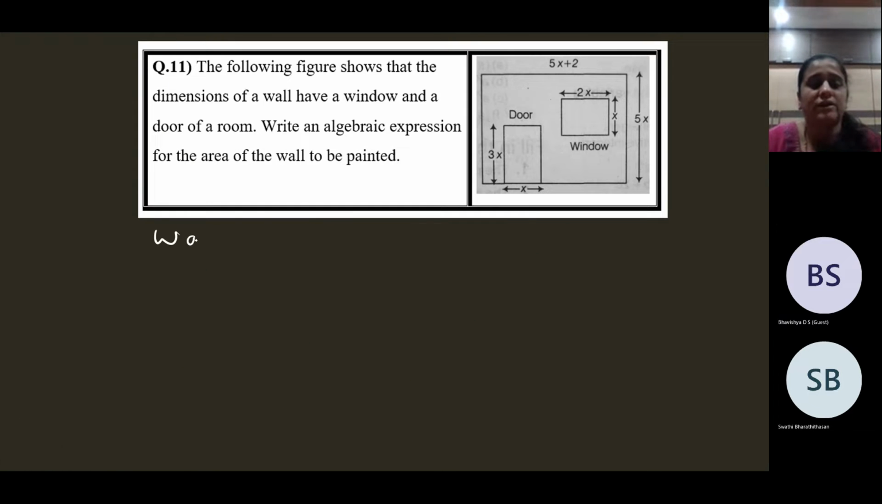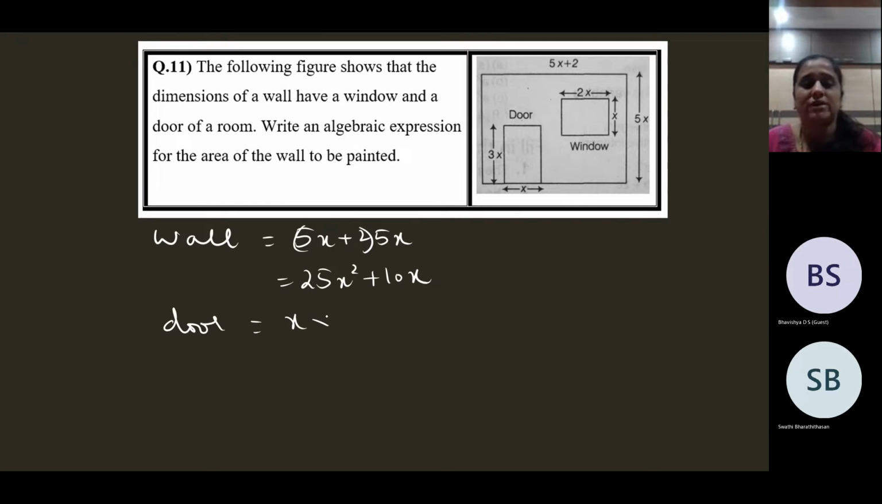Area of the wall, which is length 5x plus 2 into 5x. So when you multiply, you will get 25x square plus 10x over. Then door, length into breadth. Length is x, breadth is 3x. Area is 3x square over. Then window, length is 2x, breadth is x, 2x square. Finished. Total is 5x square.